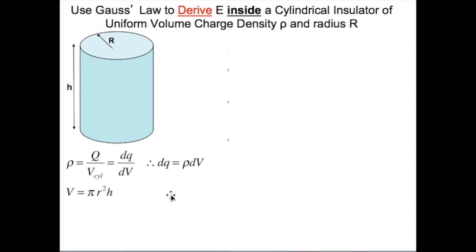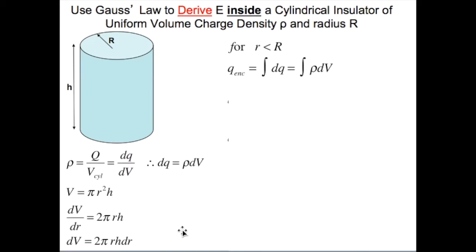V is pi r squared h. I like to think of this as the area of the circle of the base, and then just multiply the area of the base by the height. And that's how you get the volume of a cylinder. And so dV dr is equal to 2 pi rh. This is the derivative of volume with respect to radius. That's going to come in handy. dV is 2 pi rh dr, right? Distributing the dr to the other side.